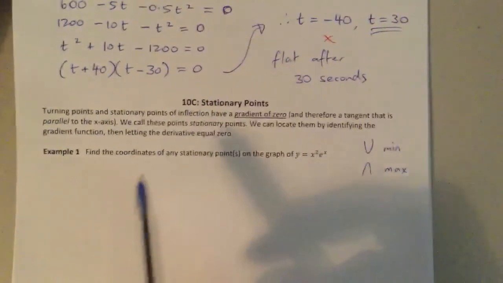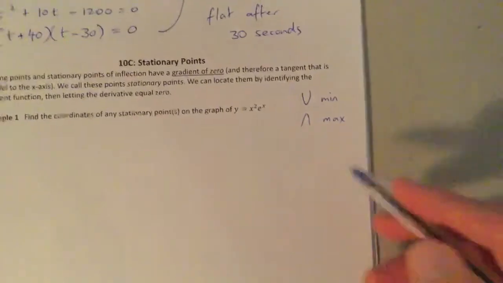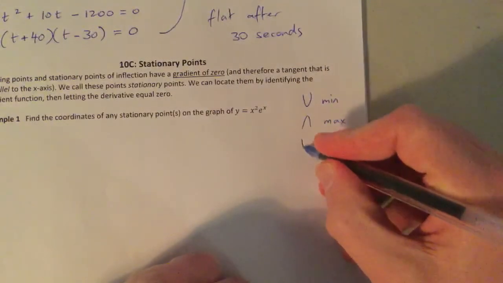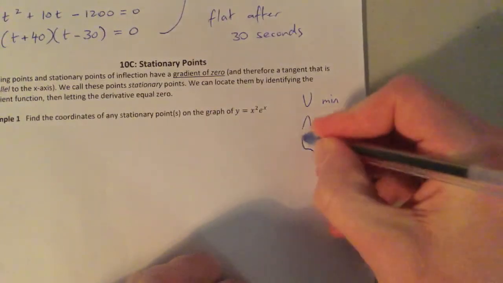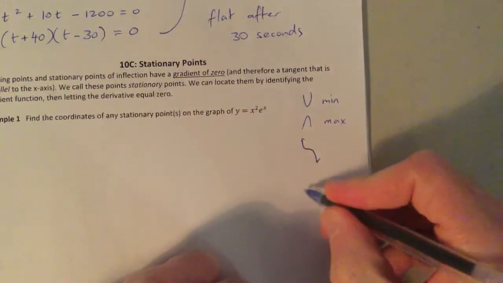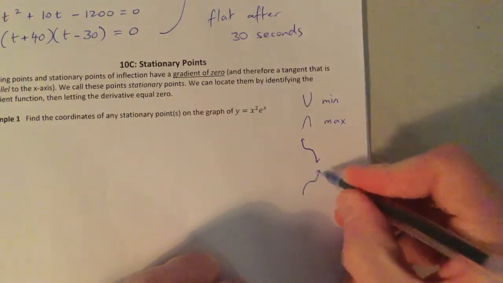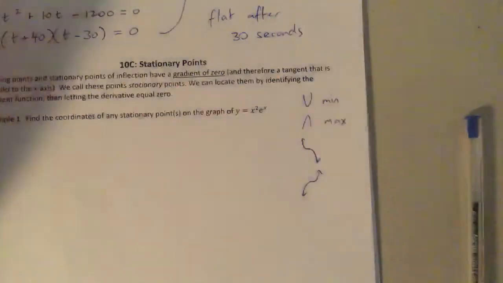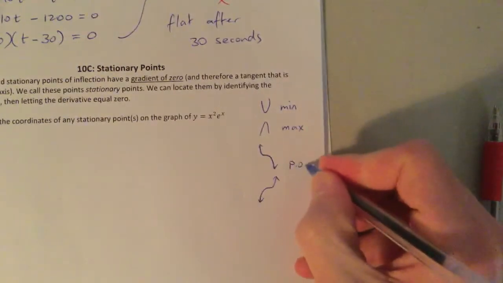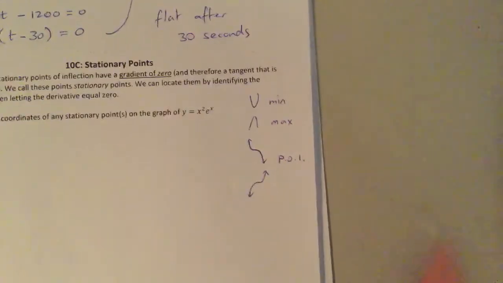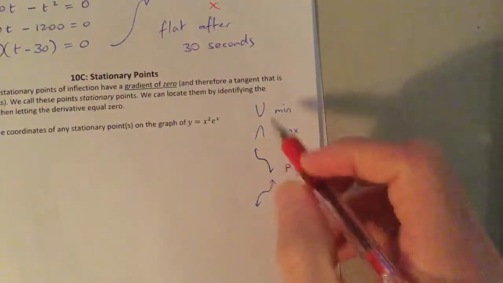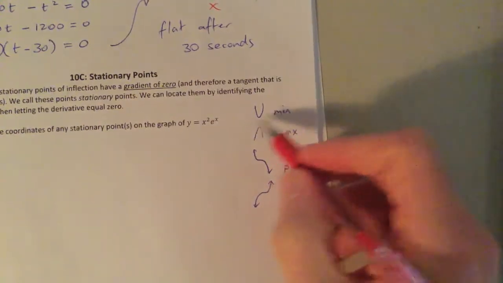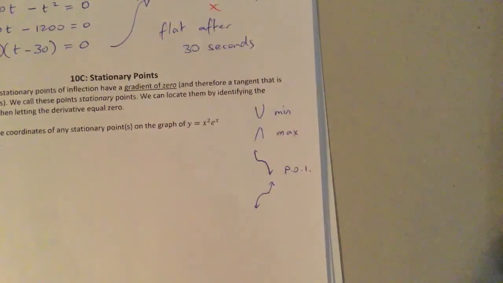Or we're also talking about stationary points of inflection, and a stationary point of inflection can look like this kind of thing, or could also look like this sort of thing, if you excuse my bad pictures. Now, the key idea here is that at these stationary points, the gradient of the function for one instant is 0.